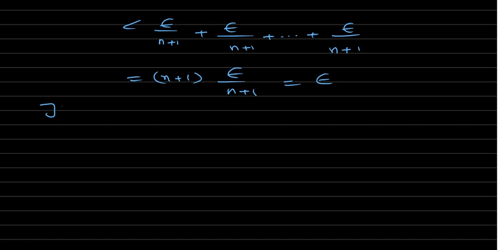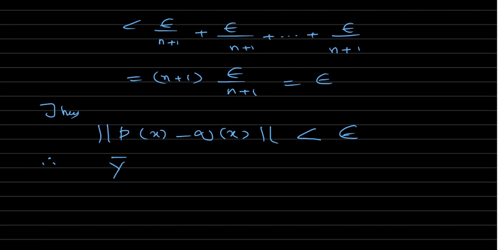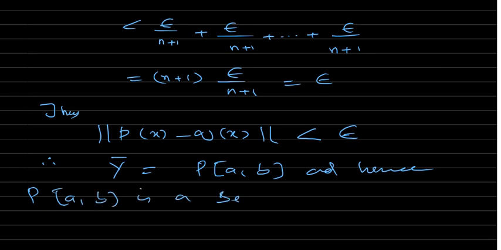So thus norm of p(x) minus q(x) is less than epsilon. That means for any polynomial p(x) in P[a,b] and any epsilon positive, we can find a polynomial q in Y such that norm of p(x) minus q(x) is less than epsilon. So therefore Y closure is equal to P[a,b], and hence P[a,b] is a separable normed linear space.